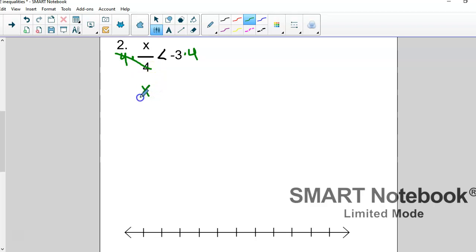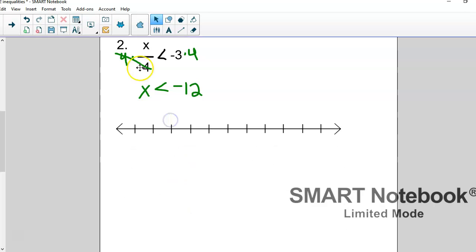So we have x on the left, and then we have our less than sign, and then we have negative 3 times 4, which is negative 12. Notice I did not flip the inequality sign. So I kept this inequality sign as less than. That's because I wasn't multiplying by a negative number. I multiplied by positive 4. Even though this 3 over here was negative, since the number I was multiplying by was positive, I did not flip the inequality symbol. So let's go ahead and graph it.